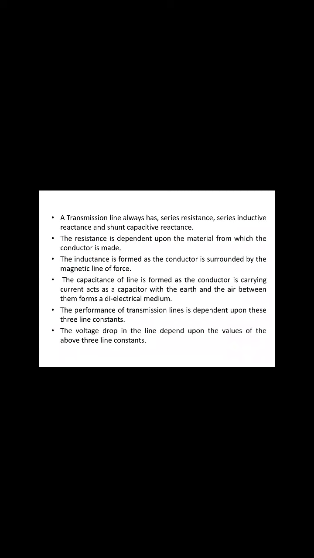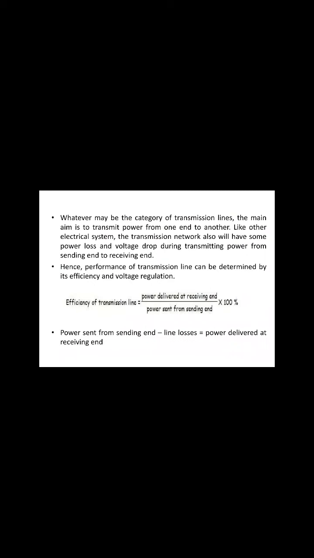The performance of the transmission line depends upon these three line constants. When the current passes through the line, there is some voltage drop and some power losses in the transmission line. Voltage drop occurs due to the resistance and inductive reactance, and the power loss occurs due to the resistance of the transmission line. So the performance of the transmission line can be determined by its efficiency and the voltage regulation.